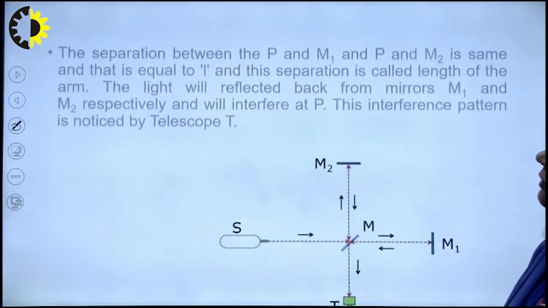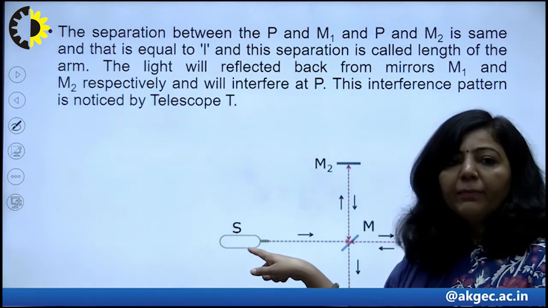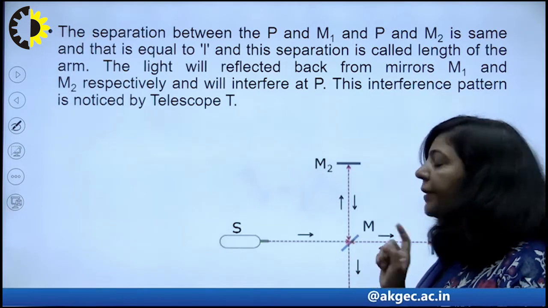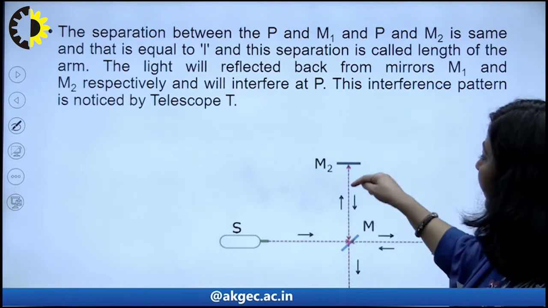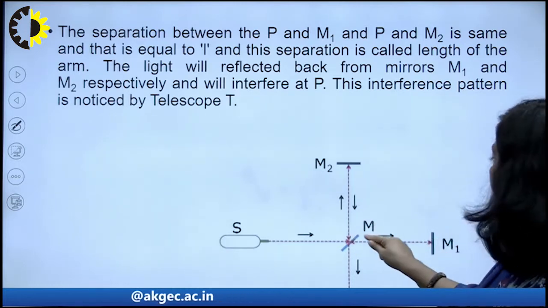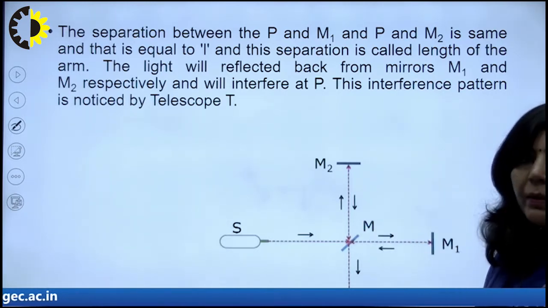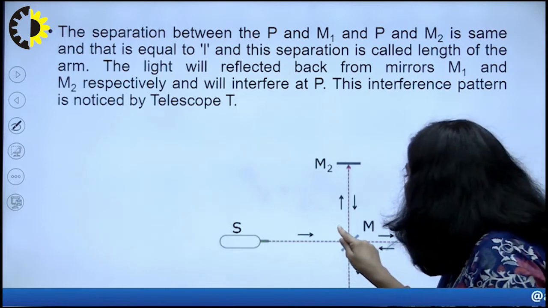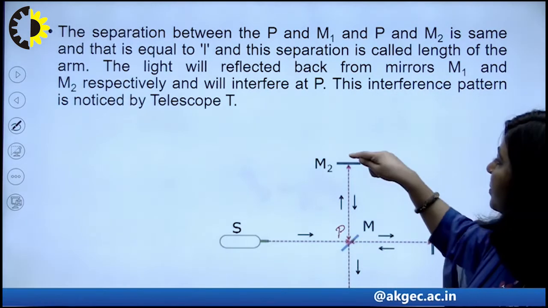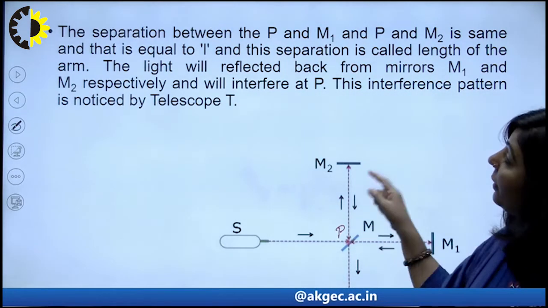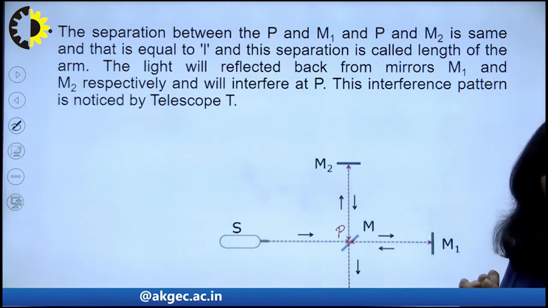So in order to describe that working process, from this monochromatic source of light, light will be incident on the glass plate. When the light is incident on the glass plate, it will divide into two parts. The transmitted part will move towards M1, and the reflected part will move towards M2. And you know what this PM1 is? This is your L. And what is this distance PM2? It is your L. It means this optical path is L, and this one is also L.